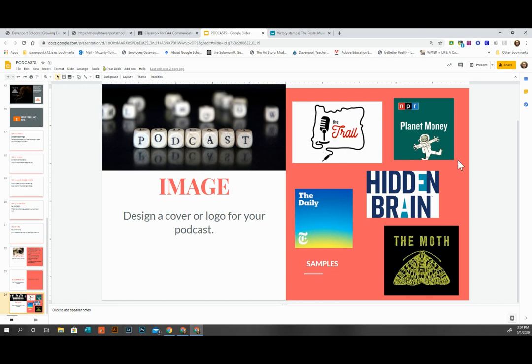You can have little symbols, little icons, anywhere. Or it could be really simple, like The Daily is just this fade. And The Moth actually has an image of a moth on it for the Moth Project. So it could be anything. It's totally up to you. You could draw it by hand if you want and scan it in, or you could use Google Drawing. You could use Photopea, any of those tools that you have on your Chromebooks.